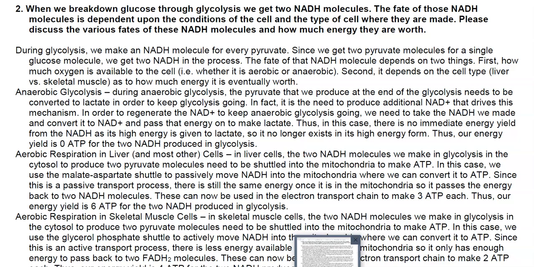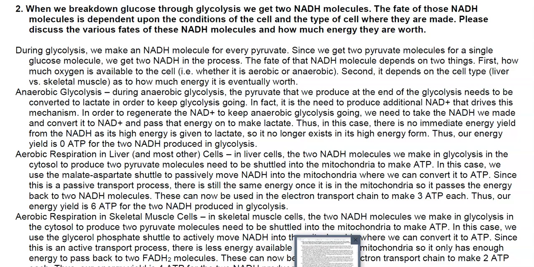In liver cells, the 2 NADH molecules we make in glycolysis, which again are in the cytosol, produce 2 pyruvate molecules. But this time, since we have oxygen, we can shuttle these into the mitochondria to make ATP. In the case of the liver aerobic respiration, we would use what's called the malate aspartate shuttle, a process that allows us to passively move NADH into the mitochondria. There's no expenditure of energy, and then within the mitochondria we can convert the NADH ultimately back into ATP.